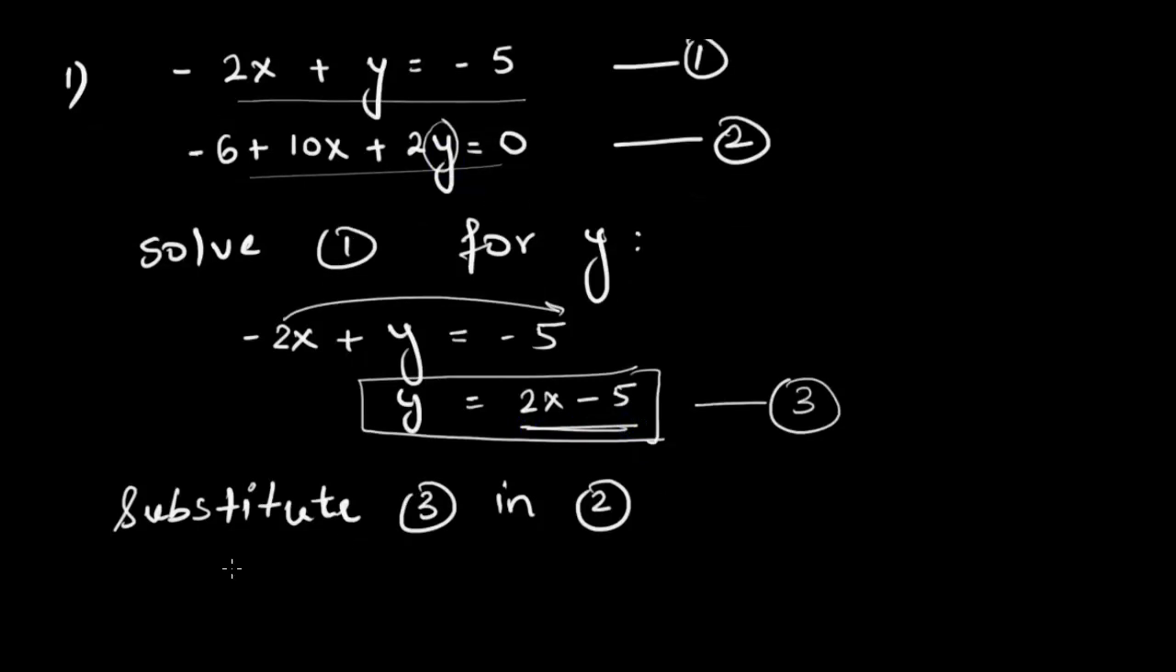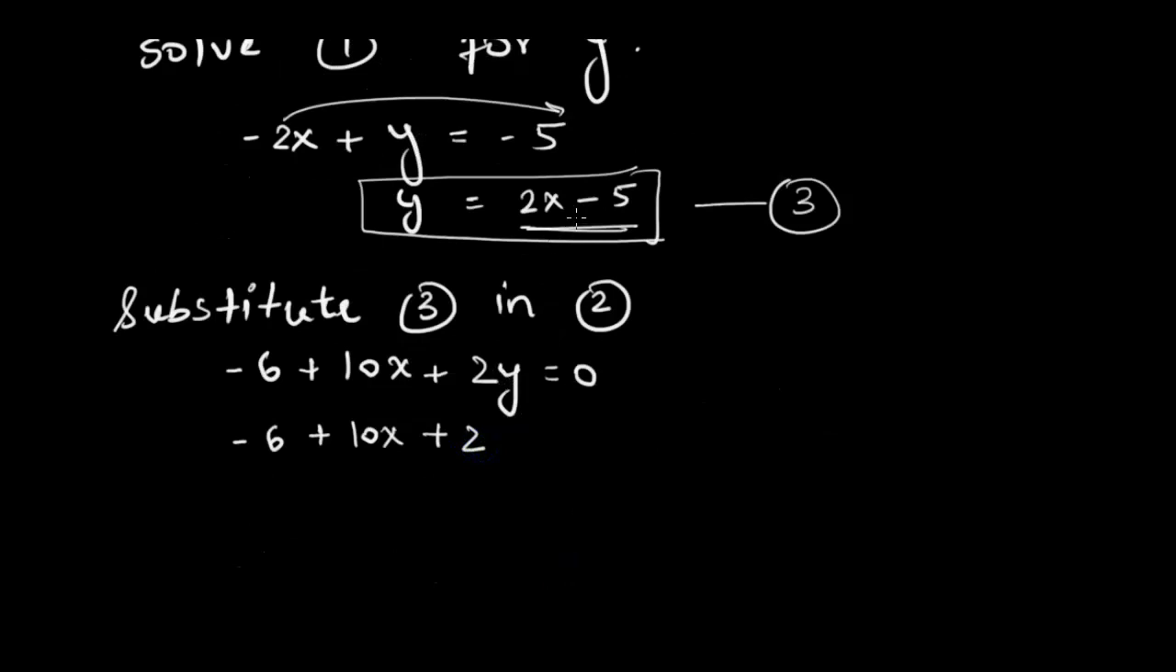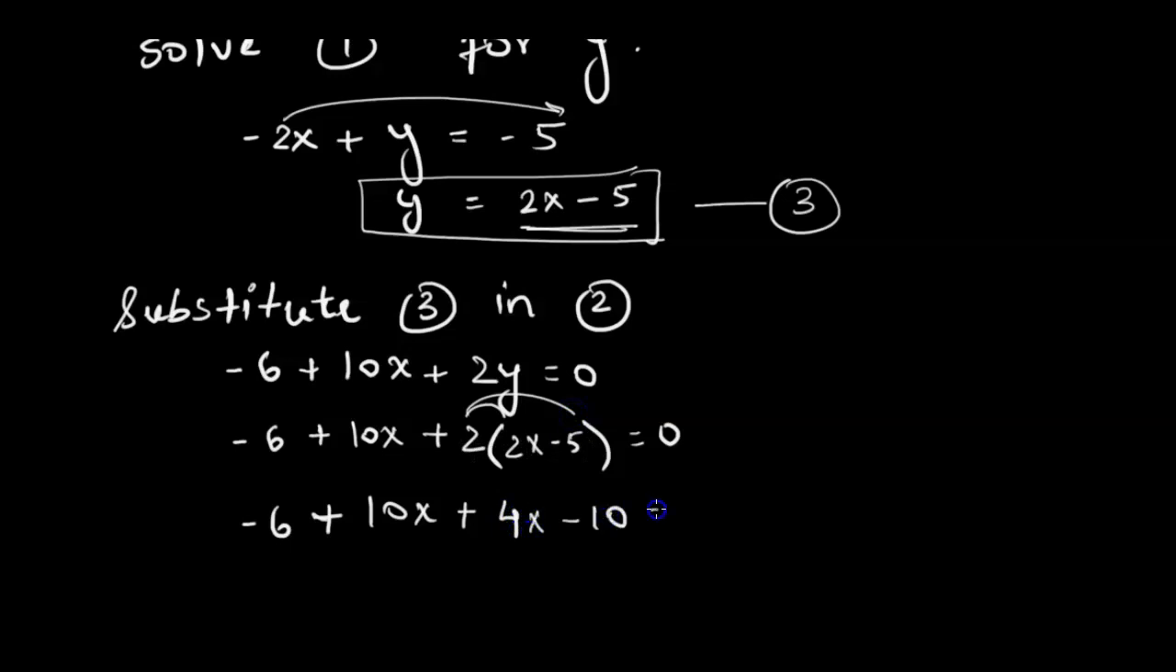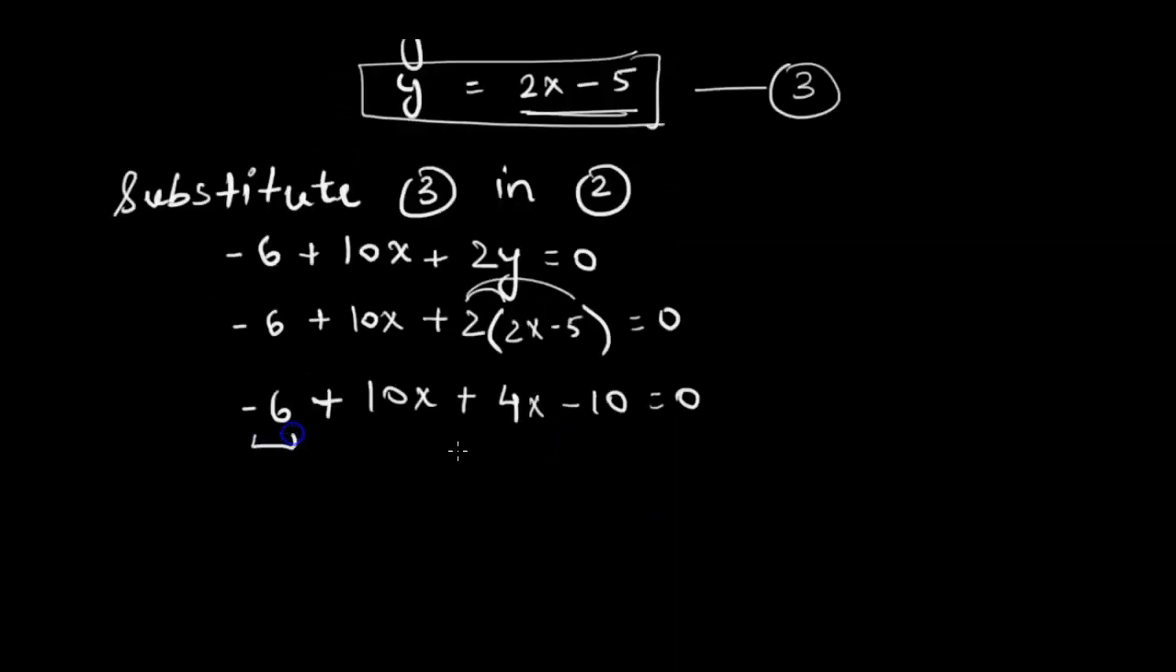Let's first rewrite equation number 2. We have negative 6 plus 10x plus 2y equal to 0. Now in place of y, we put in 2x minus 5. We have negative 6 plus 10x, and this is going to be FOIL, so 2 times 2 is 4x minus 10 equal to 0. We collect like terms. Negative 6 and negative 10 give us negative 16. Plus 10x plus 4x gives us 14x, equal to 0.